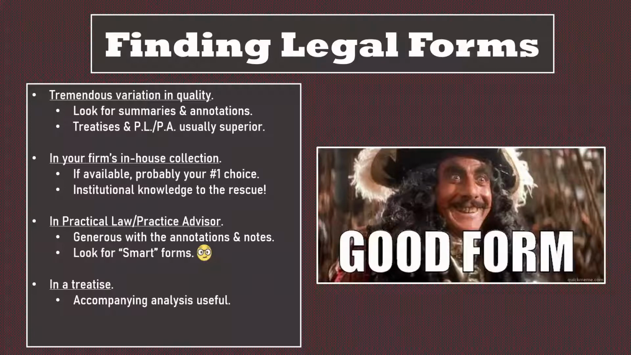And these are just going to vary in quality quite a bit because, well, we know that treatises themselves vary in quality quite a bit. If you find a good treatise, chances are it's going to have really good forms. But the big advantage that you get here is that not only do you have the form, but you also have the analysis in the treatise itself to give you context for the form, context for how it might best be used.